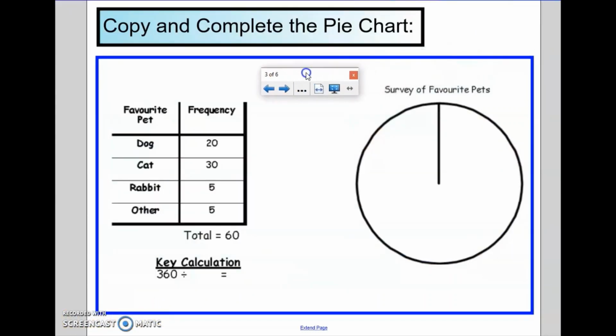Okay, here's a second question for you to have a go at. Again, you have the ability to pause the video at this point. I presented you with some data in a frequency table. Again, I've reminded you of the key calculation. Could you go ahead and complete the table and use the information in the table to draw a neat and accurate pie chart? Could you pause the video now?